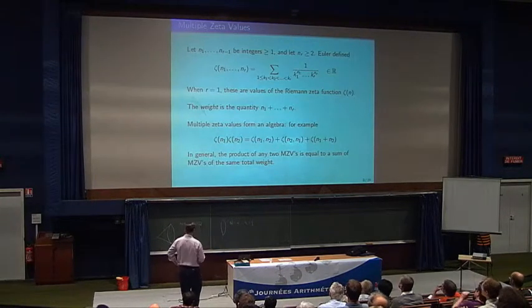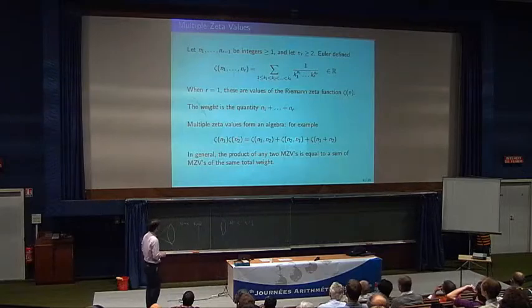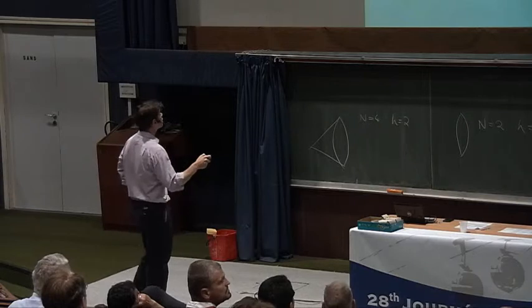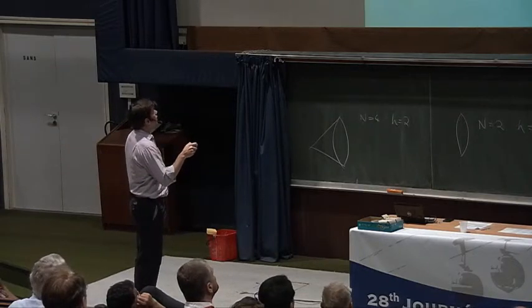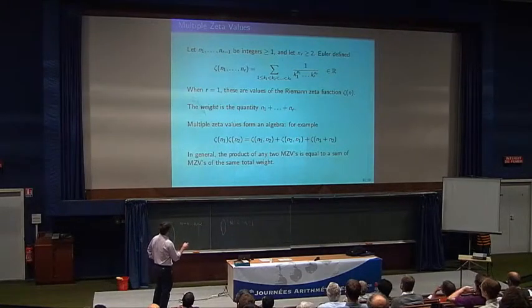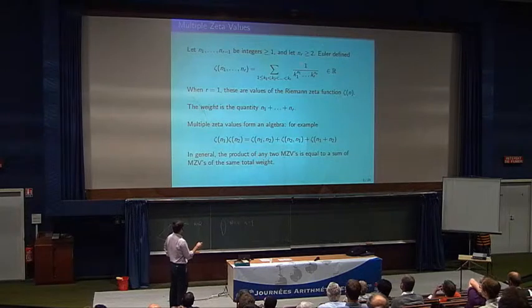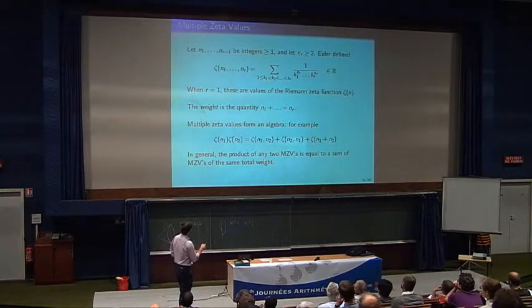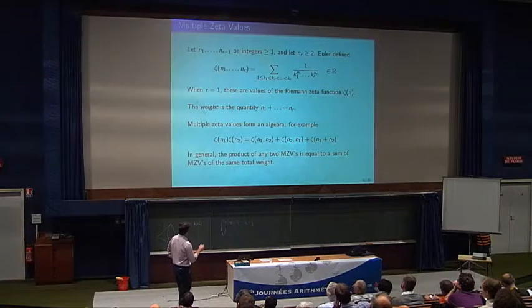So now let me define multiple zeta values. These go back to Euler in the 18th century. For any set of r minus 1 integers greater than or equal to 1, and any integer n_r greater than or equal to 2, we define the multiple zeta value, zeta(n_1, ..., n_r), to be the following nested sum: the sum over 1 ≤ k_1 < k_2 < ... < k_r of 1 over k_1 to the n_1, ..., k_r to the n_r.